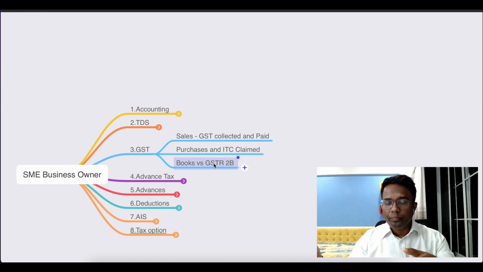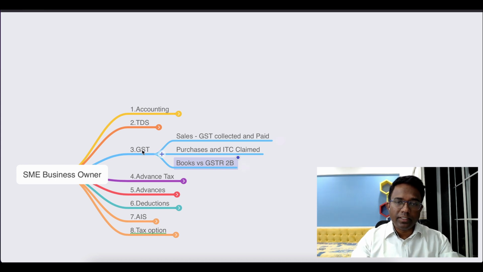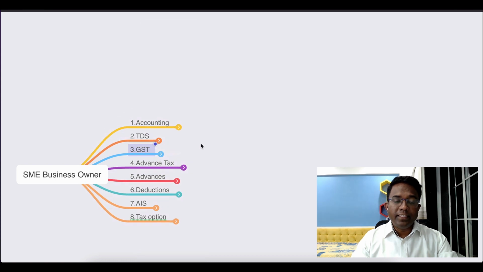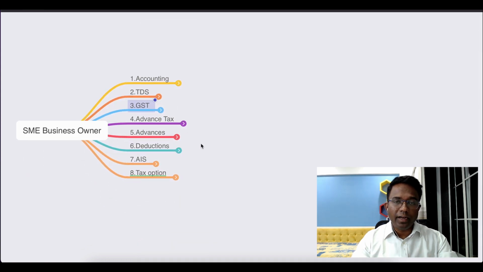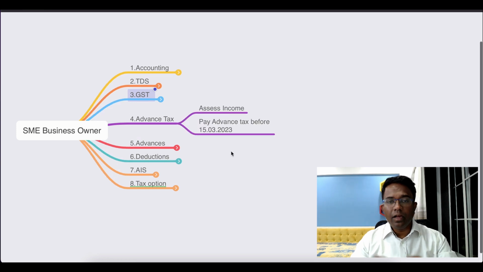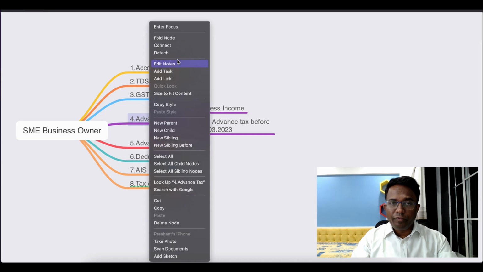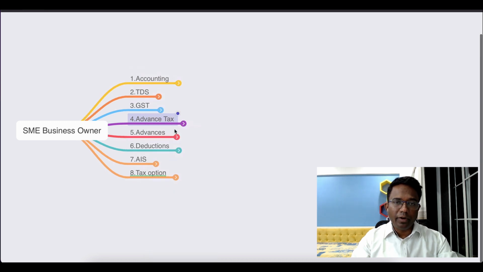So before 31st of March you need to know what the differences are between your books and GSTR 2B data, right? So this is related to GST. Otherwise you will end up losing GST ITC, which could be around 18% or 12% based on the nature of business. Then the first part is assess your income, your total profitability, and based on that you need to pay the advance tax before 15th of March to avoid interest for late payment.